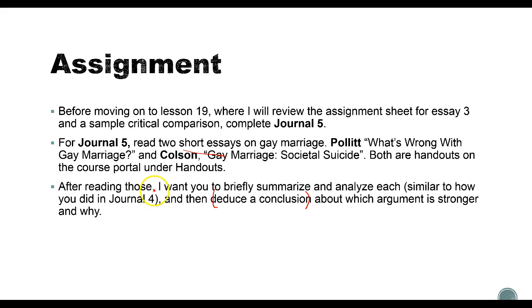So use your deduction here, and also, as you're analyzing, be on the lookout for logic. Do you notice any of those logical appeals? Are there any problems with assumptions? Is the author using induction or deduction? So be sure to look closely at those, and then turn in this journal, and then I'll give you feedback on it, and you can move on to the next lesson.